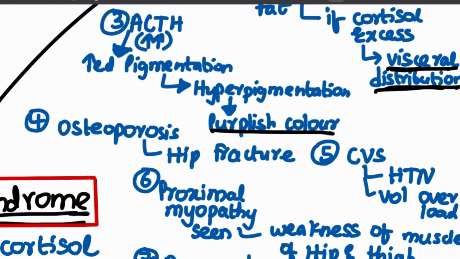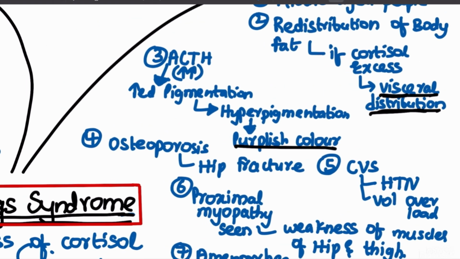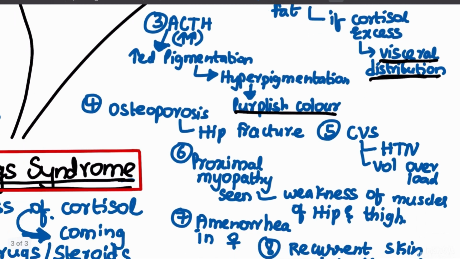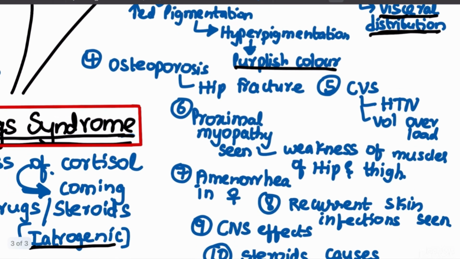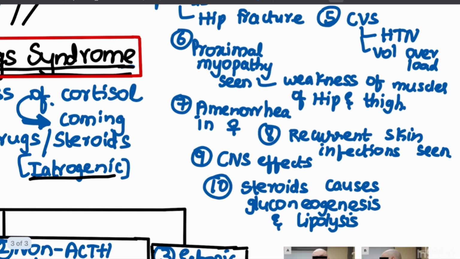Patients with Cushing syndrome are more prone to osteoporosis, like hip fracture. Severe disorders are seen, where hypertension and volume overload are seen. Proximal myopathy is seen, where weakness of muscles of hip and thigh is present. Amenorrhea in women is common. Recurrent skin infections are seen. CNS effects are seen. Steroids can cause gluconeogenesis and lipolysis.